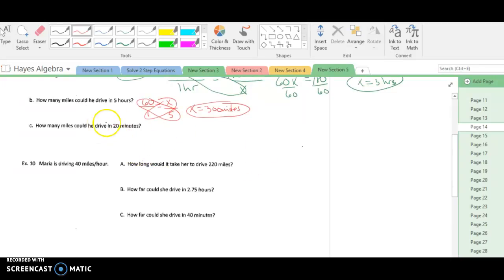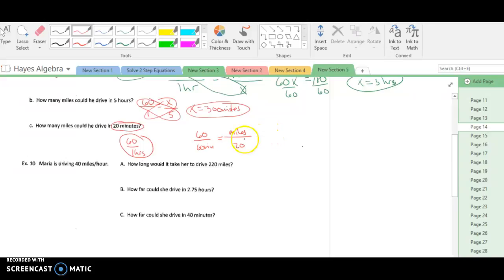Now, how many could he drive in 20 minutes, right? Now, here's what I would do, okay? That problem uses minutes, so you might have some conversions to do. So you have 60 miles in 1 hour. But if you think about this, can I write that as 60 miles in 1 hour is equivalent to 60 minutes, right? Is equal to how many miles in 20 minutes?